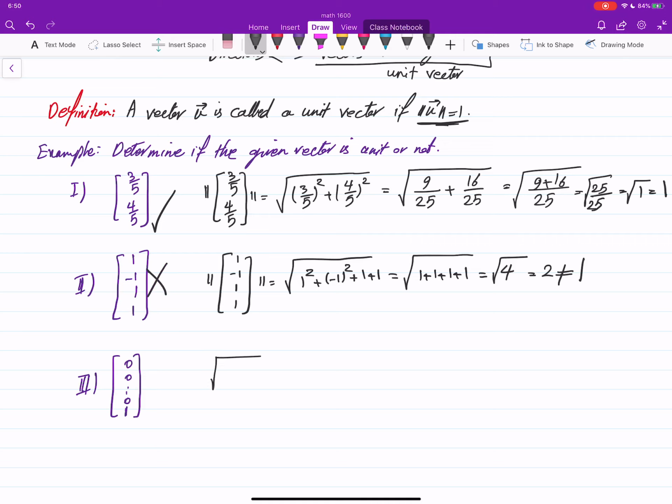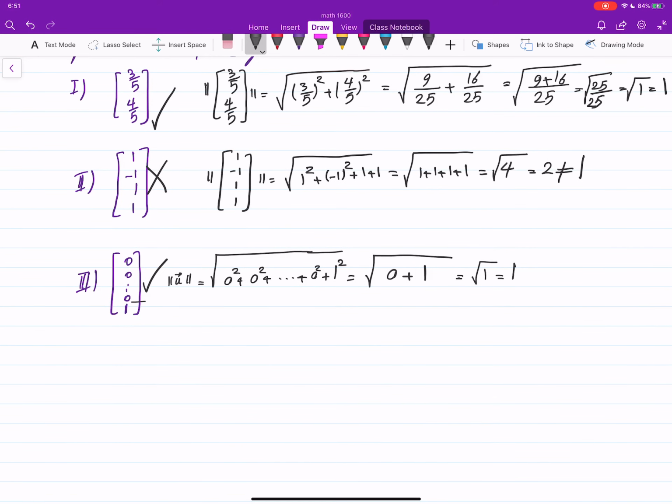And for this vector here, let me just write u. The length: the first component is 0, second is 0, up to the second last one which is 0, but the last one is 1. So if you square them, you get 0 for all the components up to the second last one, and the last one gives us 1. So the square root of 1 is 1. This is a unit vector. Actually, this last example is part of a series of good examples of unit vectors.